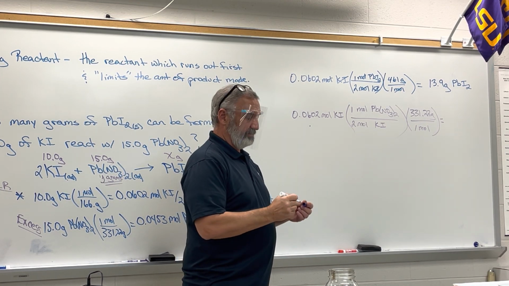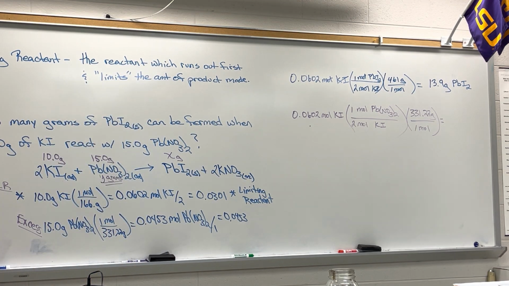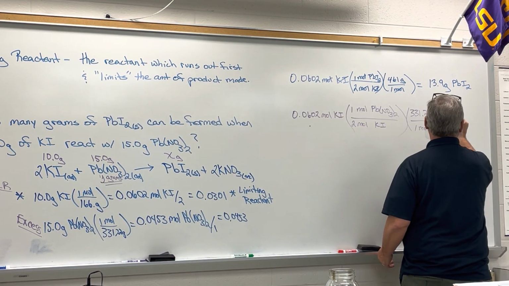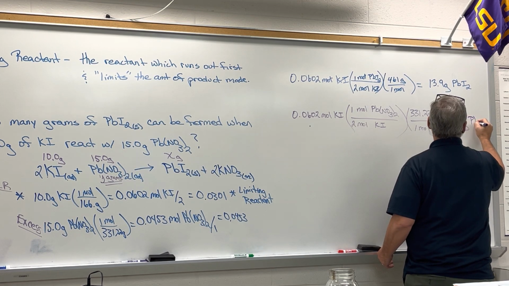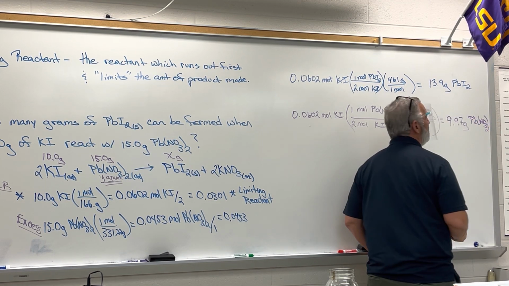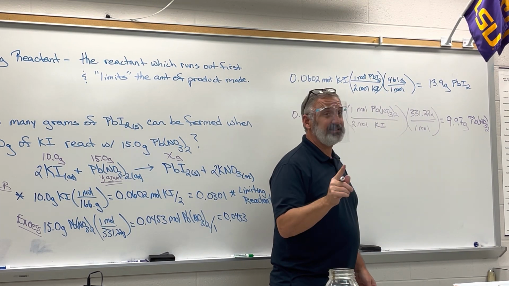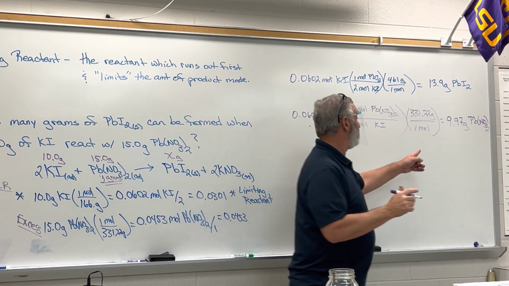So what's that going to get me? 9.97. That's pretty good, that's a nice shot. 9.97 grams Pb(NO3)2. And what is that again? What does that number represent? Not the excess, the part that it took to use. This is the part that got used.